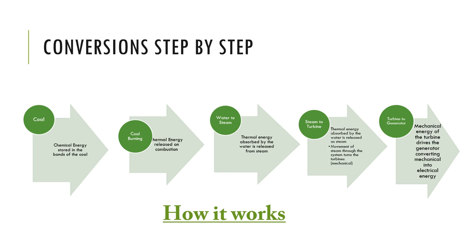So this is our full step-by-step. Coal: chemical energy stored in the chemical bonds of the coal. Thermal energy released on combustion. The thermal energy is absorbed by the water and is released from the steam. Steam to the turbine, so the thermal energy is absorbed by the water, and then the movement of the steam through the system turns the turbines. Turbines then generate the electrical energy. Okay.